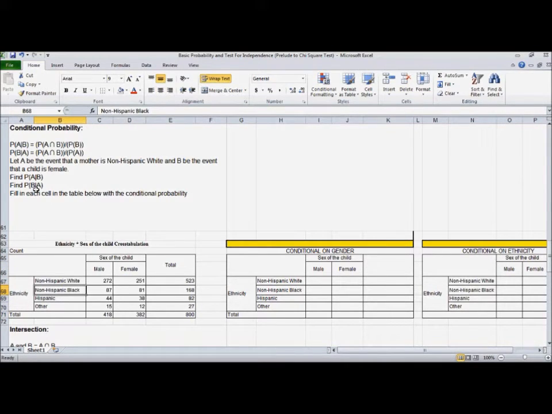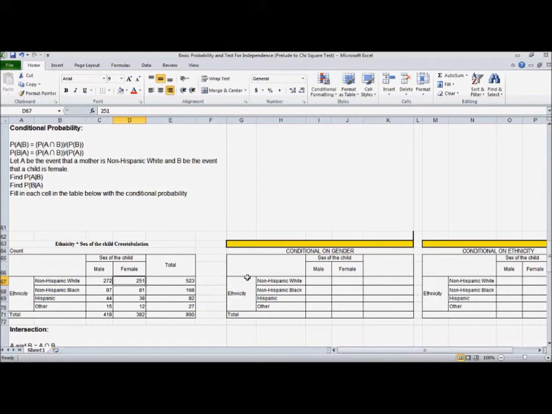What if I was to say female given non-Hispanic white? As you can see, this is B given A, and we said A represents non-Hispanic white, B represents child as female. So B given A, once you hear the word given or you see the formula for conditional probability, this is A given B, B given A. A is non-Hispanic white. You would pay attention only to the row non-Hispanic white. You would calculate your probabilities that way as well.